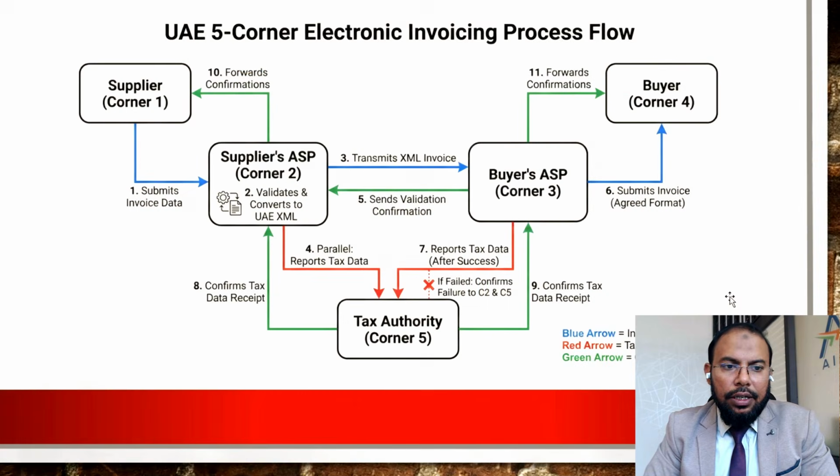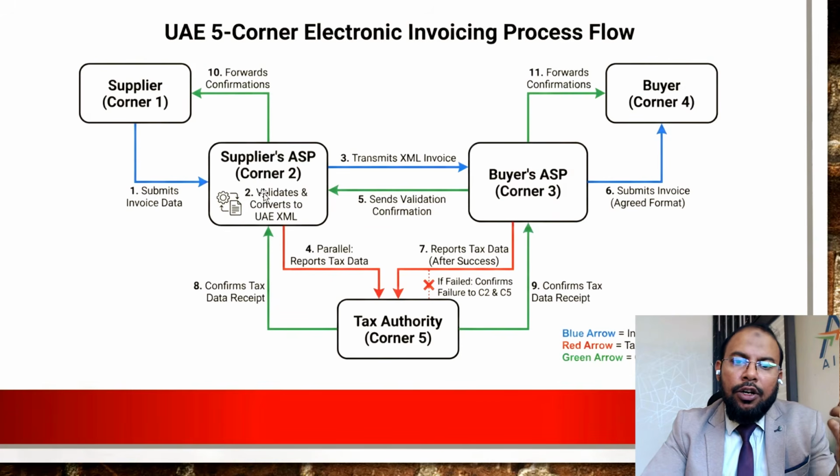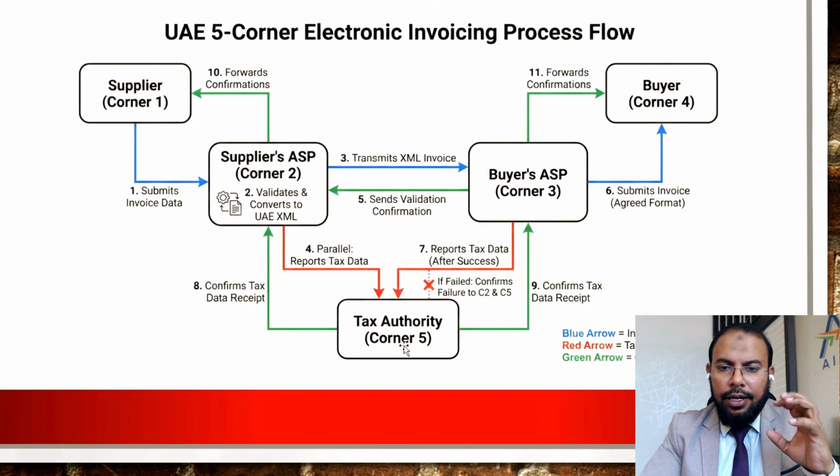Further, I will clarify here in simple terms. If you are a supplier, you submit the data to your ASP. The ASP will validate it and convert it to UAE XML format, so that the Peppol network accepts the data. On the Peppol network, the supplier ASP will send the data to the buyer's ASP, and the buyer's ASP will forward that data to the buyer, and both ASPs will share the tax related information with the tax authority. I hope this is very easy to understand.